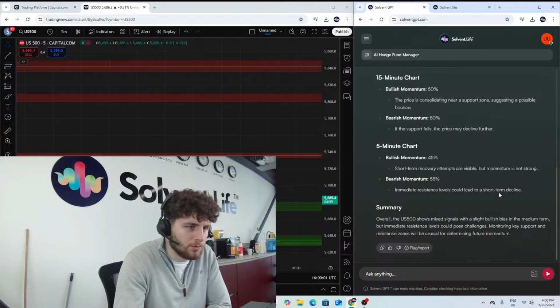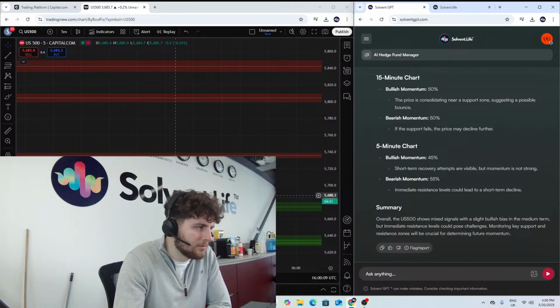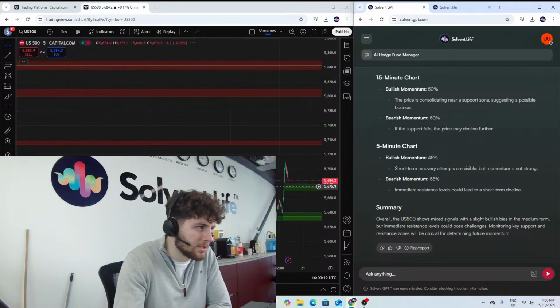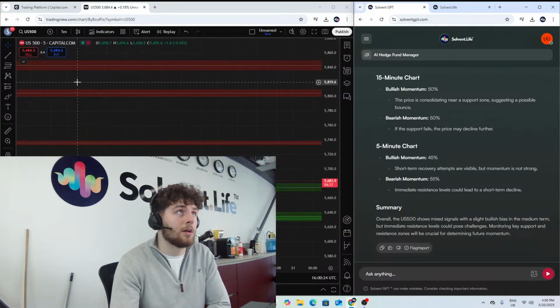Immediate resistance levels can lead to a short-term decline. Now, what I think we can look for here is for this sort of downtrend to reach this order block. We can put a long in and potentially see if we can fire upwards and catch some of the upward movement here.